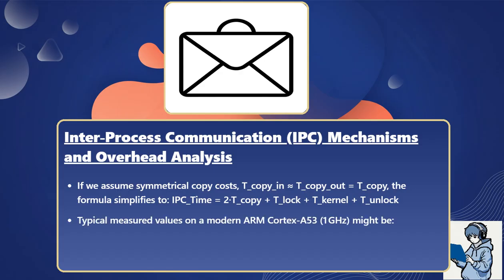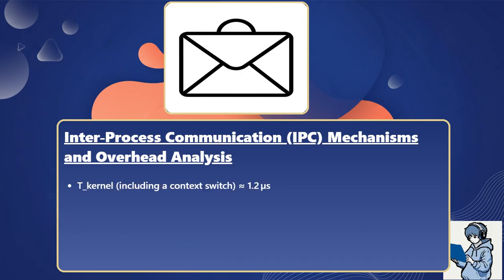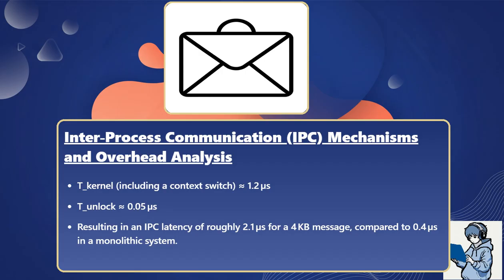Typical measured values on a modern ARM Cortex-A53 at 1 GHz might be: T copy approximately 0.3 microseconds per 4 kilobyte payload, T lock approximately 0.05 microseconds, T kernel including a context switch approximately 1.2 microseconds, T unlock approximately 0.05 microseconds, resulting in an IPC latency of roughly 2.1 microseconds for a 4 kilobyte message, compared to 0.4 microseconds in a monolithic system.